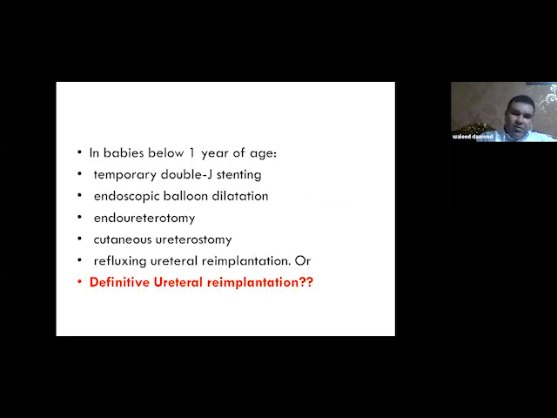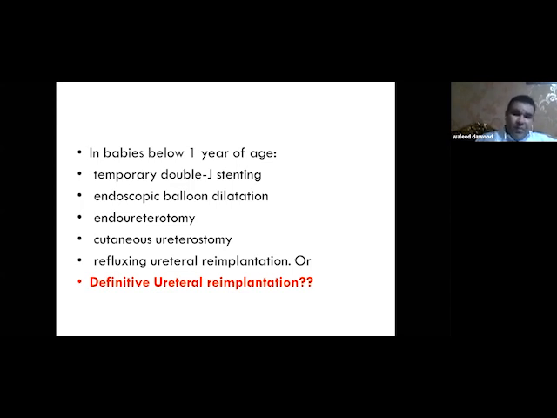Below 1 year of age, some surgeons prefer to do just diversion or minimally invasive procedures until 1 year of age, like double J stent, balloon dilatation, endoureterotomy, vesicostomy, or refluxing ureteral re-implantation, especially in case of solitary ureter. For definitive ureteral re-implantation, I do it from the age of 4 months or 6 months, and there is a lot of literature.